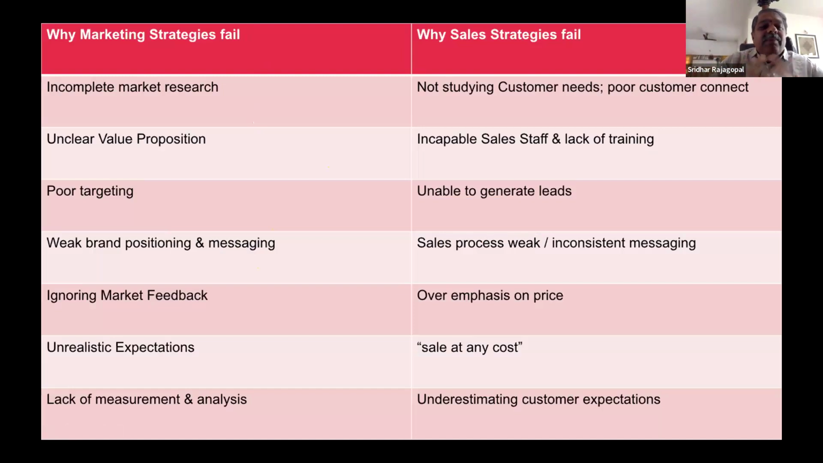Like, for example, incomplete market research, unclear value proposition, poor targeting, weak branding and positioning, ignoring market feedback, unrealistic expectations, lack of measurements. These are all common reasons why marketing strategies fail. On the sales side: not studying the customer needs, poor customer connect, incapable sales staff, lack of training, unable to generate leads, sales process is weak and inconsistent, overemphasis on price, sale at any cost.